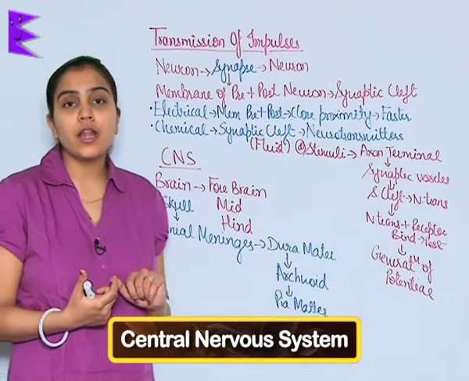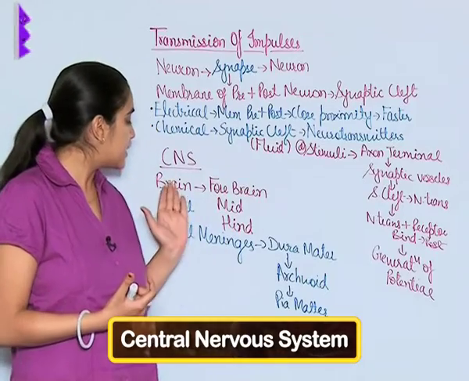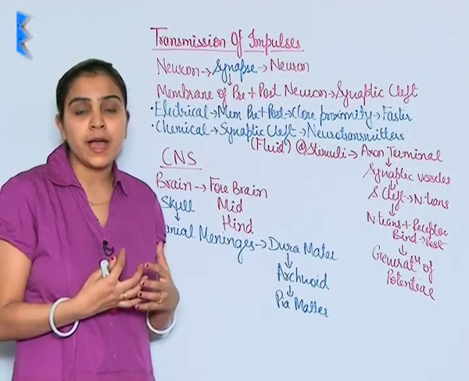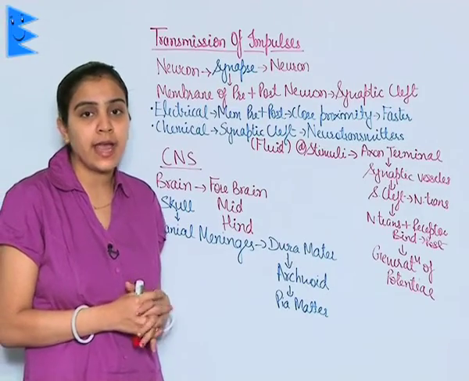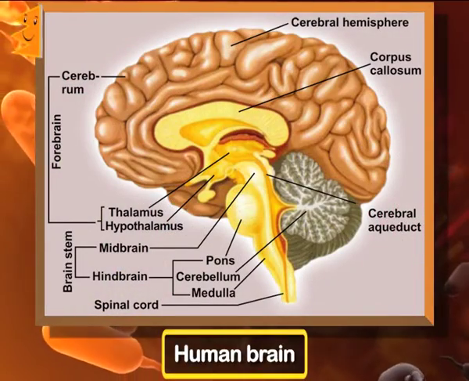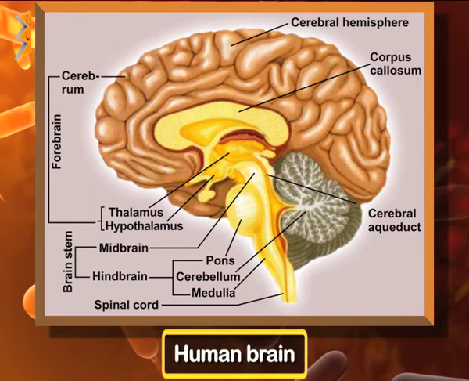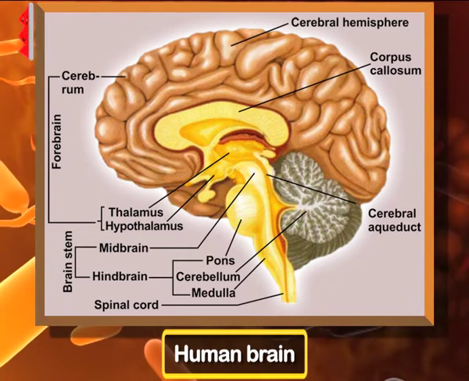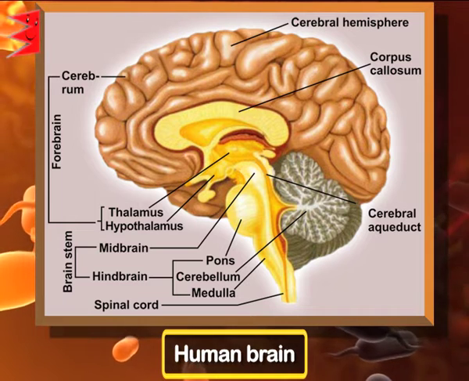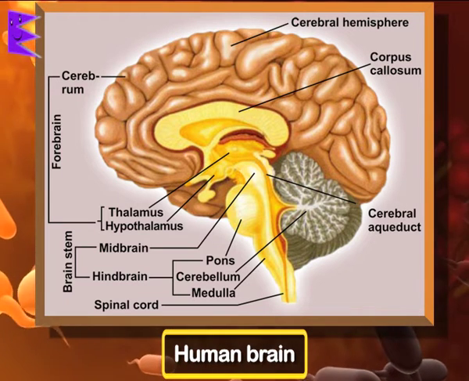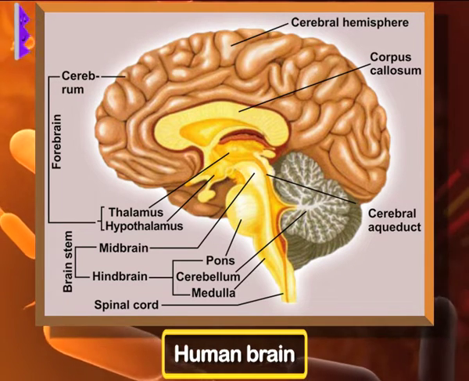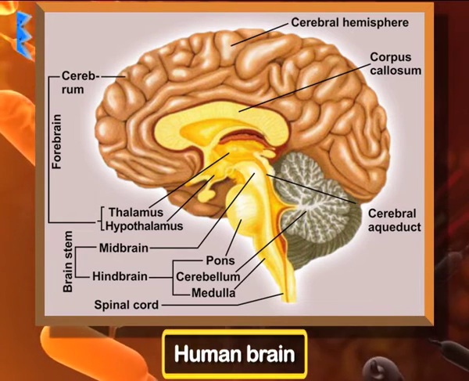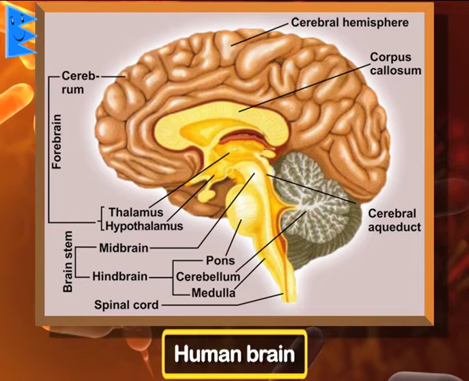CNS, the Central Nervous System. It consists of the brain. The brain is protected by a skull. You can see in the diagram, the brain is protected by a skull. After the skull, the cranial meninges protect the brain. Of these cranial meninges, the outermost is the dura mater, in between is a thin middle layer known as the arachnoid, and the innermost layer is the pia mater.